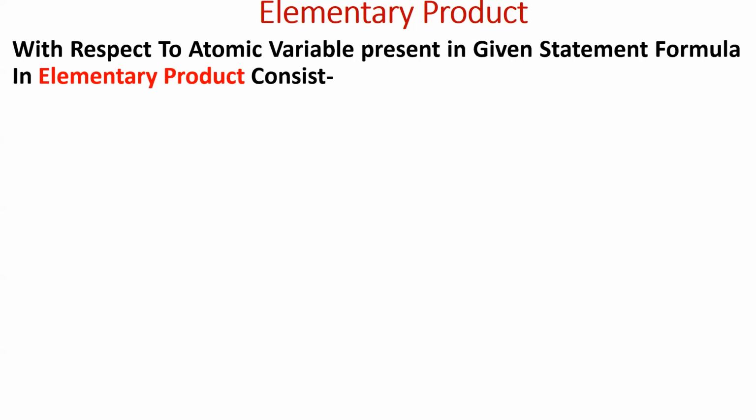Elementary product, elementary sum, min term, and max term depend on the atomic propositions present in your given statement formula. Now, firstly, we'll see what is elementary product. The first thing we have to keep in mind is that to find elementary products, we require the reference of atomic variables present in the given formula. So here basic rules are there.